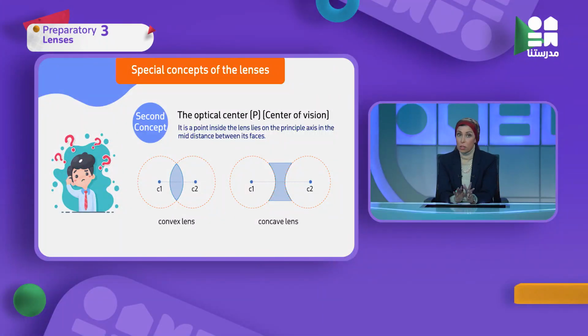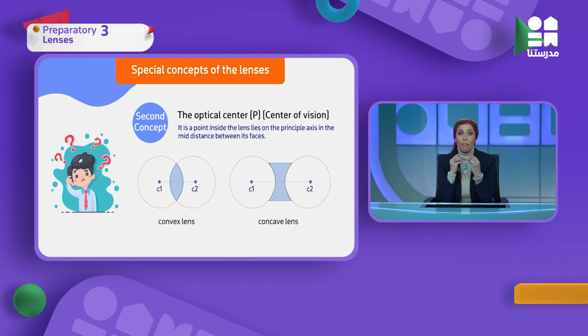Second is what's meant by optical center or center of vision. It's a new definition, a new concept. We didn't take it before in mirrors. Why? Because this is called the optical center. It's the part we see through. We agreed that this is the kind of lens that we use to see, in glasses either for walking or reading. So there is a part inside the lens that is responsible for gathering the light rays so I can see. That's why we called it the optical center or center of vision.